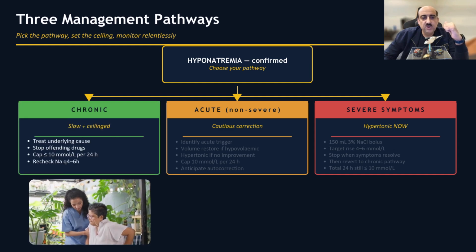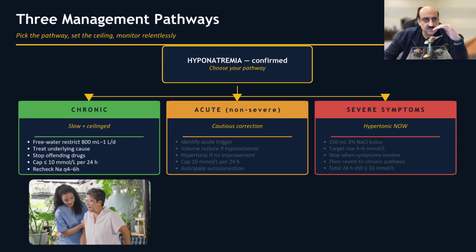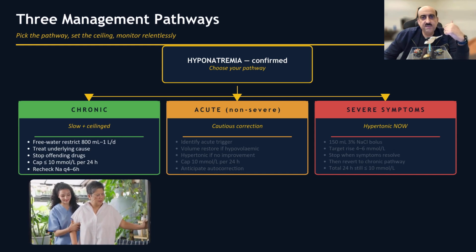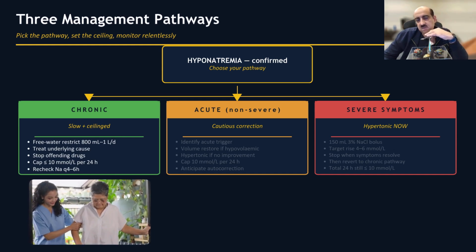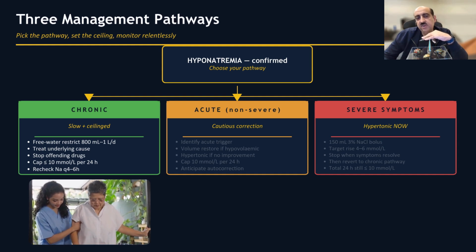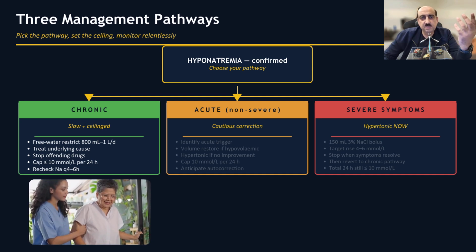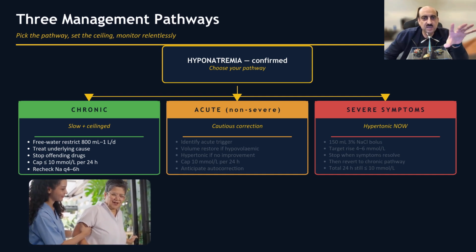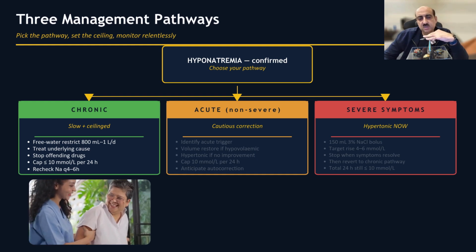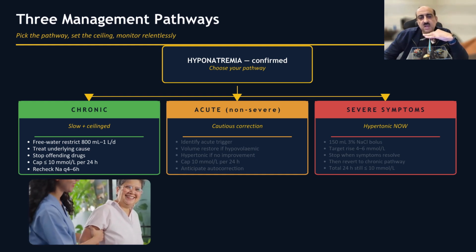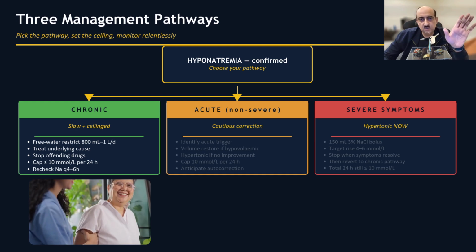The chronic hyponatremia pathway is slow and there is a ceiling and cap. First of all, try fluid restriction, 800 ml up to 1 liter per day. Treat the underlying cause, stop the offending drugs, unless the patient is severely symptomatic, which is unlikely in chronic asymptomatic or moderately symptomatic hyponatremia. Correction target up to 10 per 24 hours, recheck every 4 to 6 hours.